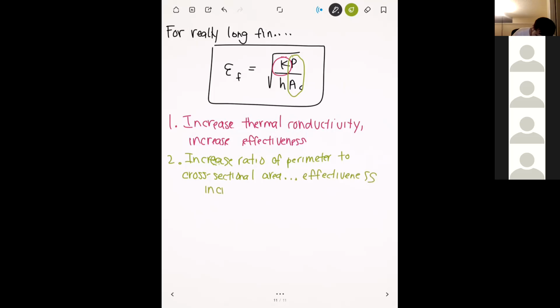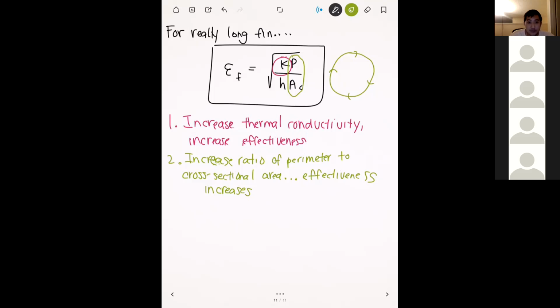Quick question about the perimeter. That's the perimeter of a cross section, right? Yes. In the example we did, it was a cylindrical fin, so we're talking just about the perimeter around the circle, if you took a cross section there.